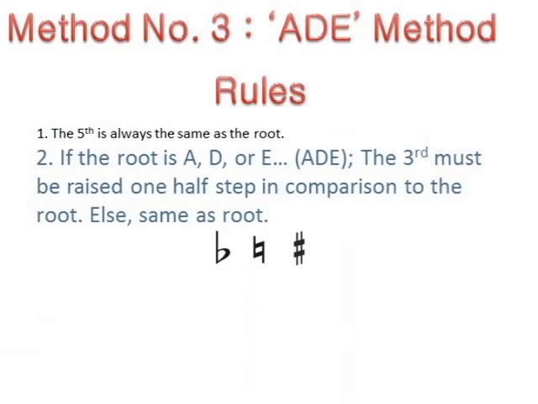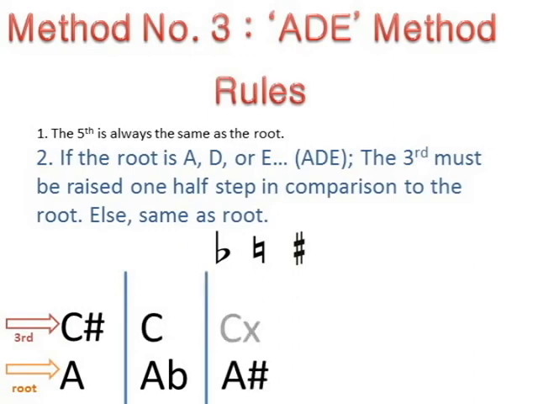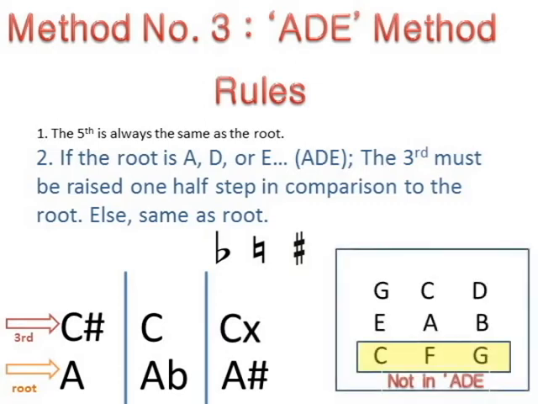Rule number 2. If the root pitch is A, D, or E, or to remember easily, part of "aid," then the third must be raised 1 half step in comparison to the root. That means if the root is natural, the third is sharp. If the root is flat, the third is natural. If the root is sharp, then the third is double sharp, and so on. If the root pitch is not A, D, or E, then the third will be the same as the root in terms of accidentals.